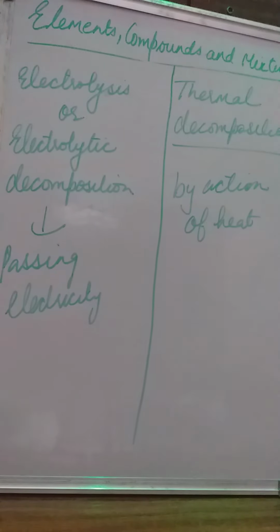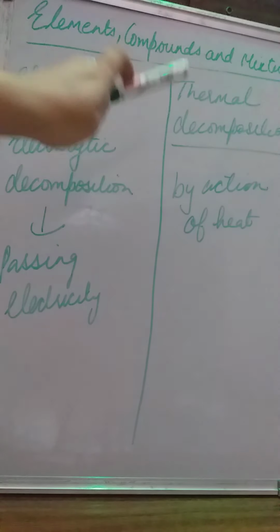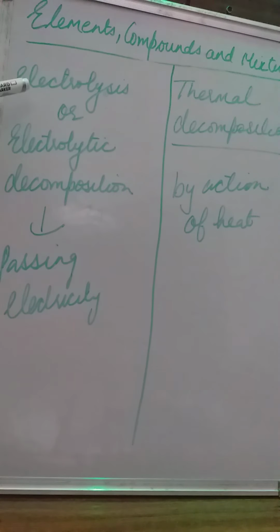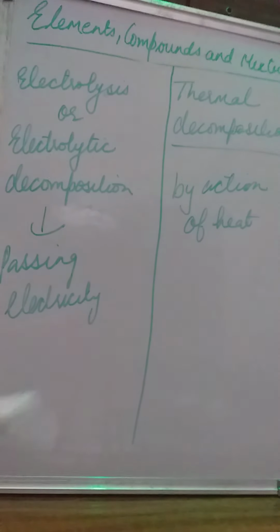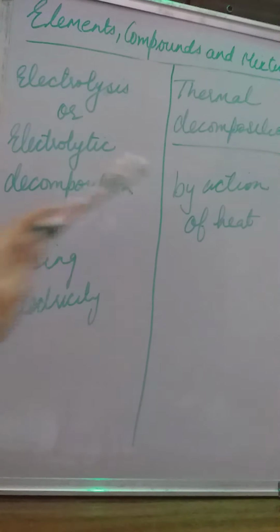Okay. Now we will be learning the difference between electrolytic decomposition and thermal decomposition. Boys, what is electrolysis or electrolytic decomposition? It is a decomposition of a compound or a substance by passing electricity. And what is thermal decomposition? It is a decomposition of a substance into simpler substances by the action of heat.